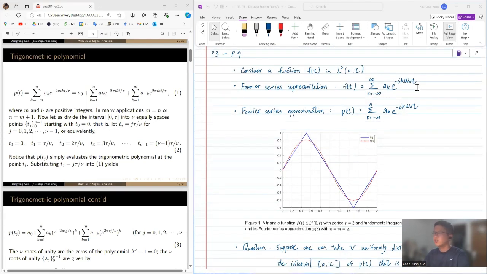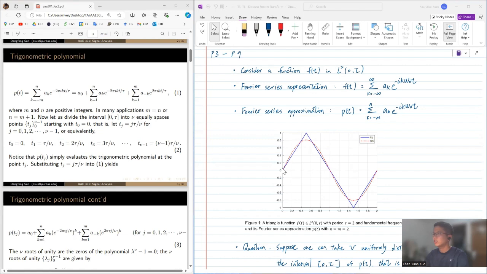First, let's consider a function f of t in the Lebesgue space L squared with the interval from 0 to tau. Here, the Fourier series representation for this function is given by the summation of ak times e to the negative I k omega t, and k is from negative infinity to positive infinity. And its Fourier series approximation is given by p of t, which is equal to the summation of ak times e to the negative I k omega t, and here k is from negative m to n.